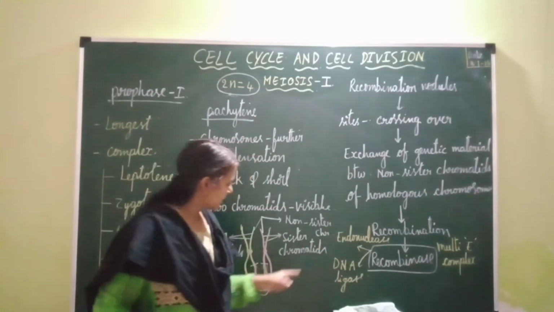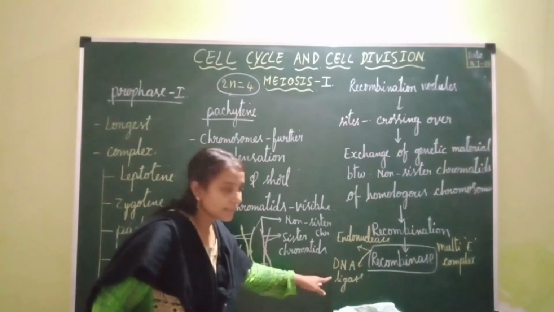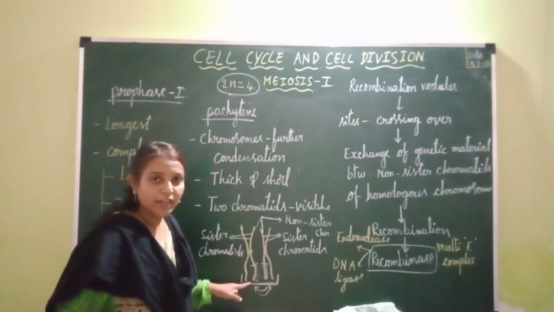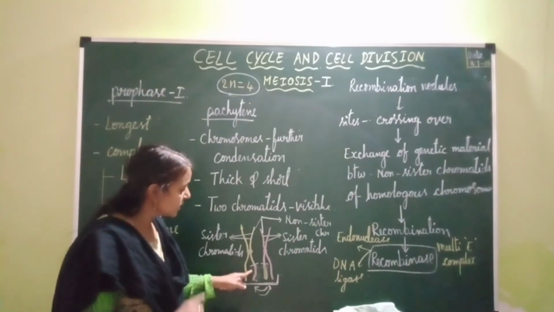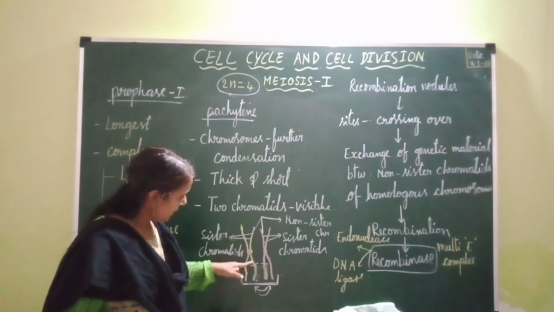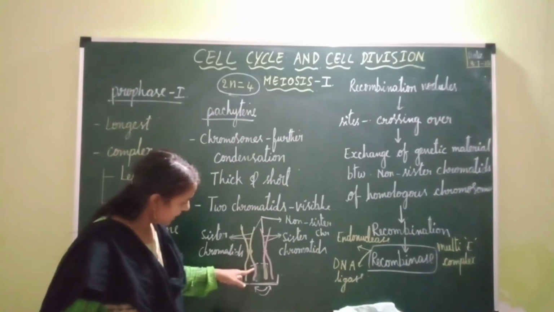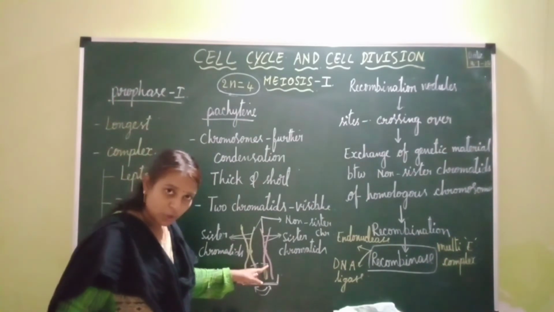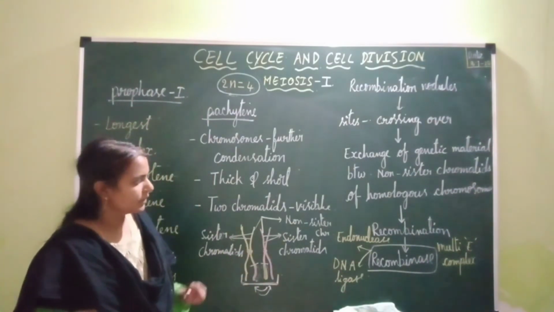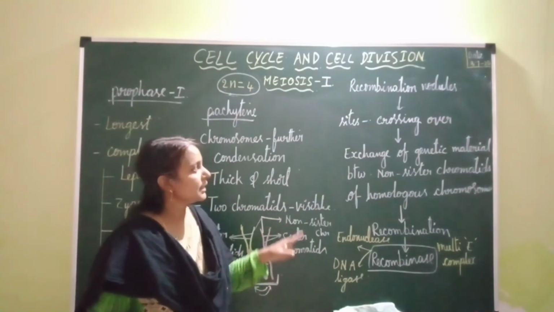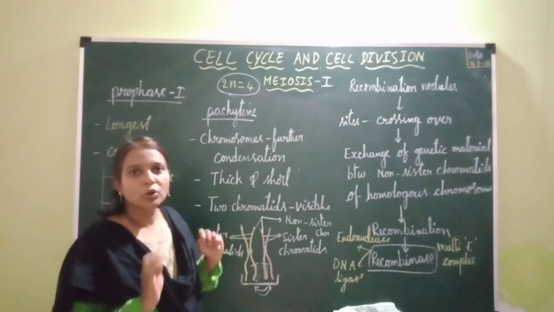Endonuclease is involved in cutting the genetic material from one chromatid. DNA ligase is involved in ligating or joining this cut part onto its non-sister chromatid of its homologous chromosome. In the same way, some part of this chromatid is also cut by the activity of endonuclease, and it is reunited with its non-sister chromatid of homologous chromosome. So this enzyme recombinase is involved in performing crossing over.